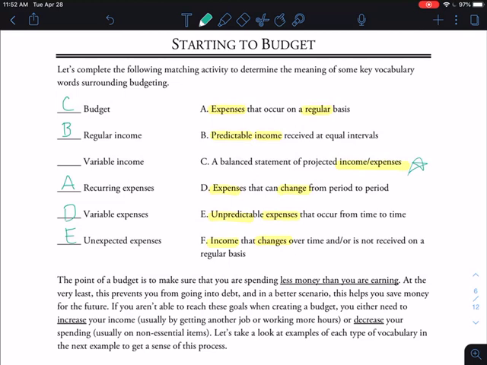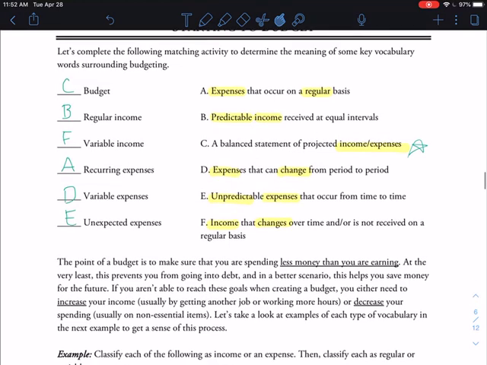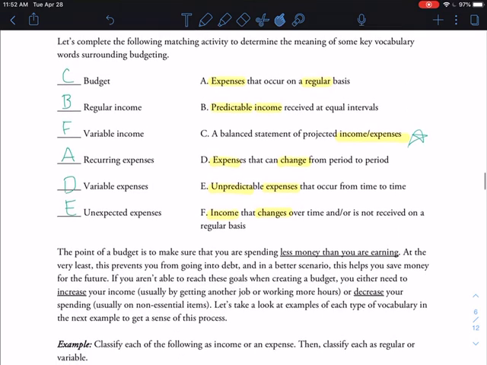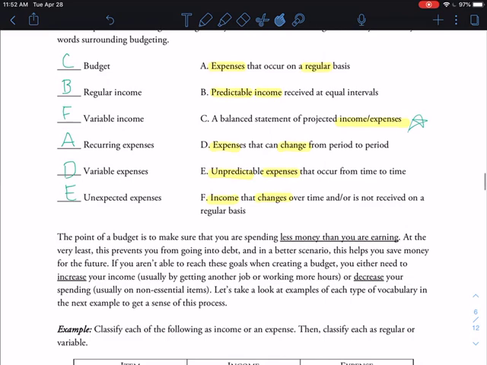Okay, and then last but not least, F, let's make sure this lines up properly. Income that changes over time and or is not received on a regular basis. So we're talking about income, so that lines up. That's changing. Remember how we talked about variable means change? Okay, so there we go. That's our definition set. These are really important terms. I just wanted to do a mix and match to make it a little more interesting than writing out your definitions, but those are important to know, so please know them.